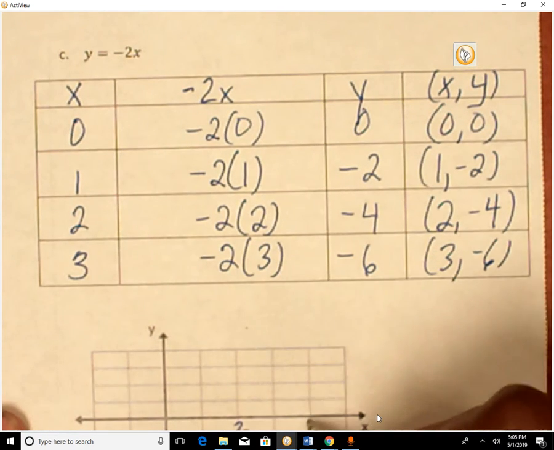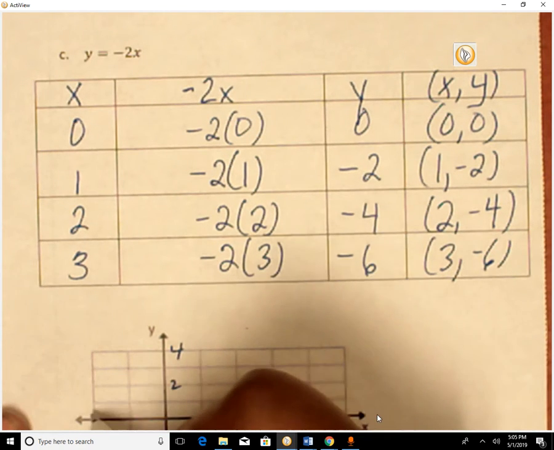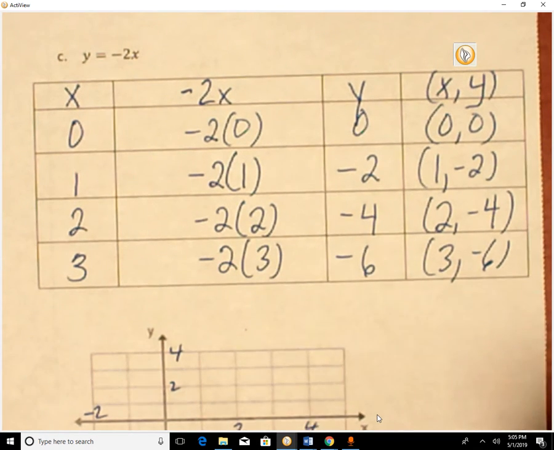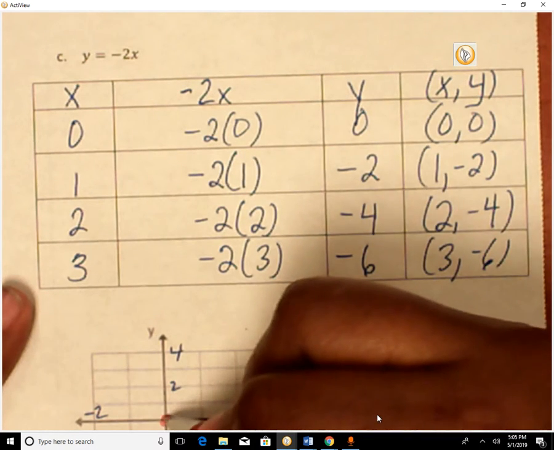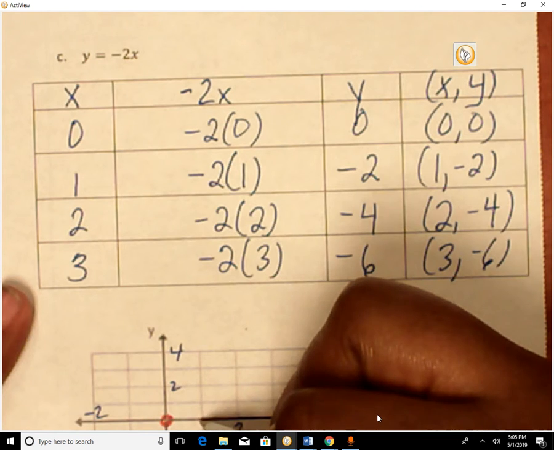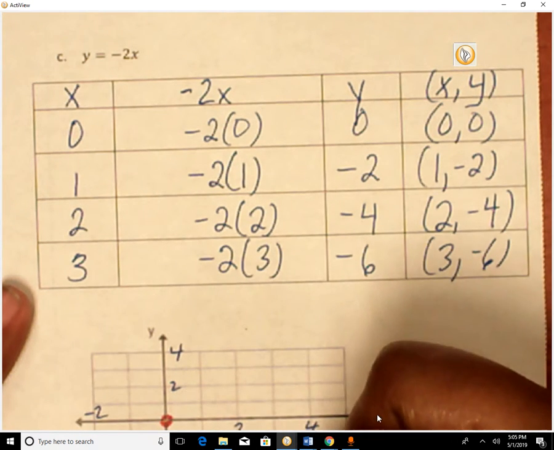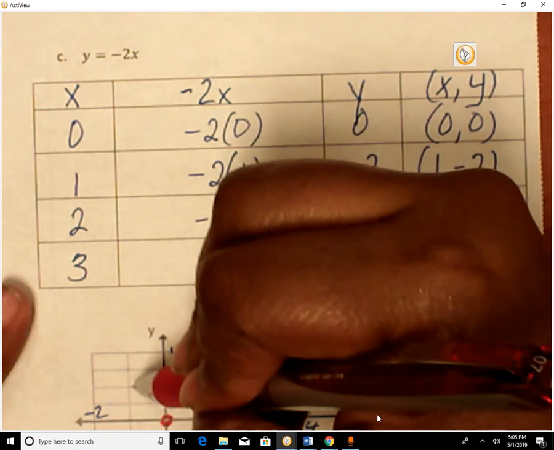So 2, 4, 1, negative 2, negative 4, negative 6, negative 8, negative 10. Okay, so we're going to graph these. So 0, 0 right at the origin. 1 and then down to negative 2. 2 and then down to negative 4. 3 and then down to negative 6.